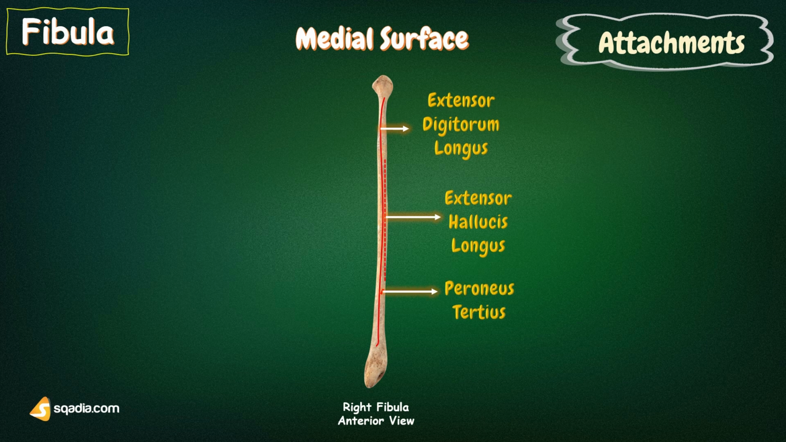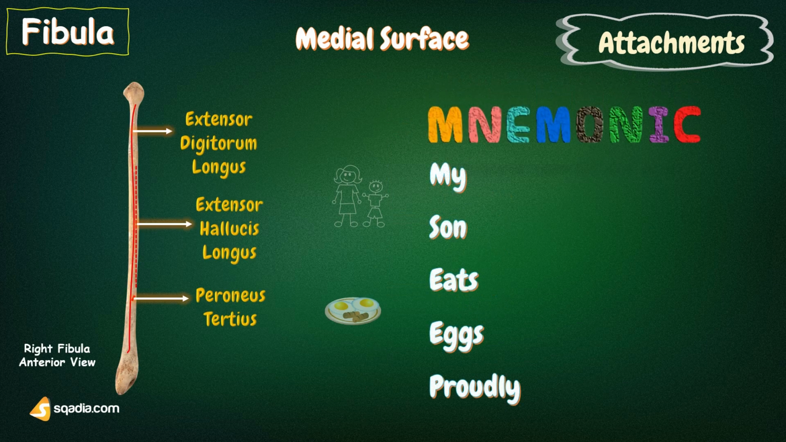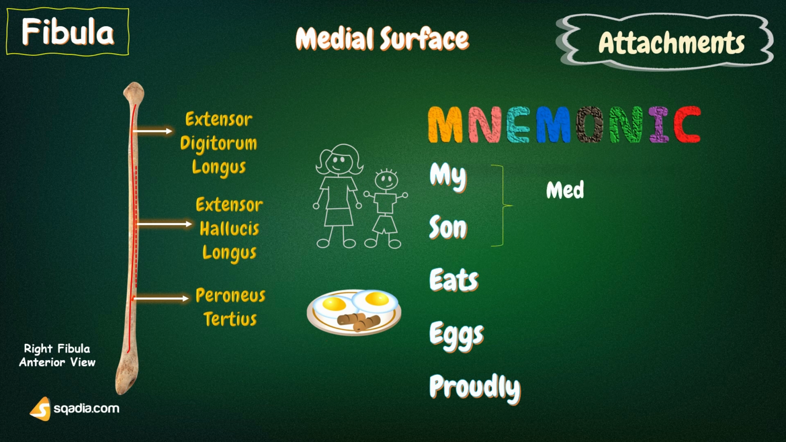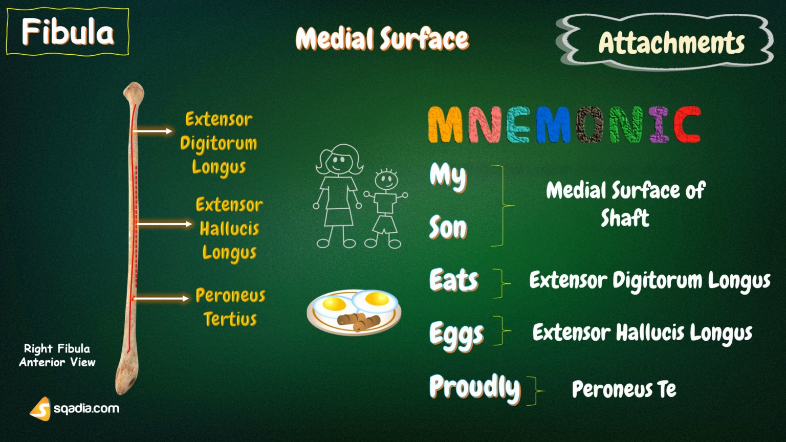Peroneus tertius also attaches at the medial surface. A mnemonic to remember these muscles goes as, "My son eats eggs proudly," where you can associate the words "my son" with the medial surface of the shaft. And the first E is for extensor digitorum longus, the second E is for extensor hallucis longus, while P is for peroneus tertius.